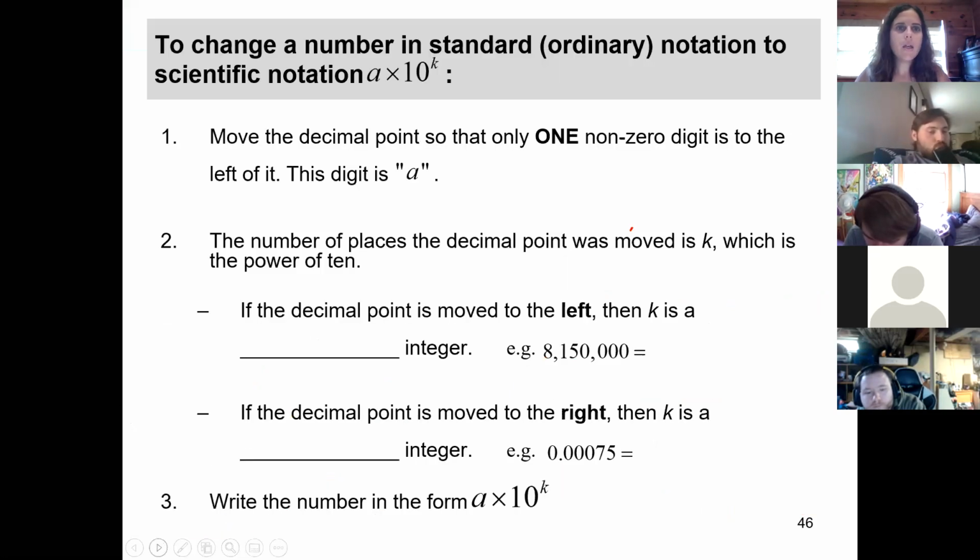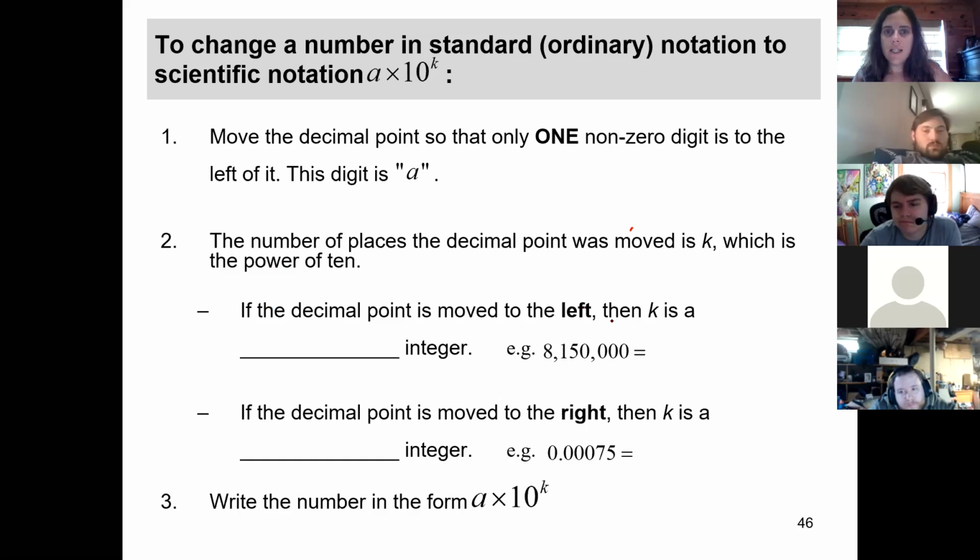All right, so to change a number in standard, or what we would say ordinary notation, to scientific notation, A times 10 to the K. A is a number between 1 and 10, and K is an integer. We need to move the decimal point so that only one non-zero digit is to the left of it, and that digit is A. The number of places the decimal point was moved is K, which is the power of 10. So if the decimal point is moved to the left, then K is a positive integer.